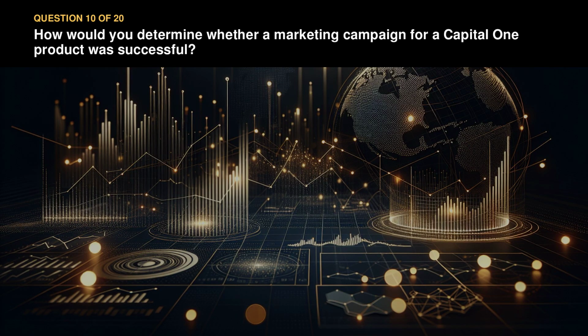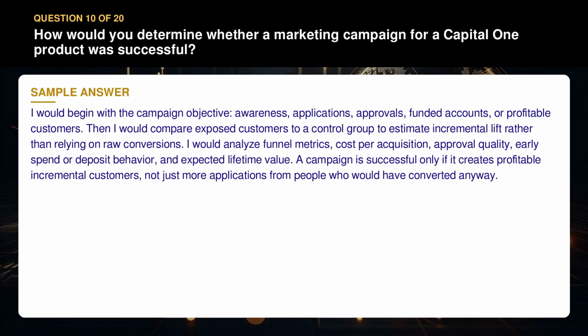Question 10. How would you determine whether a marketing campaign for a Capital One product was successful? I would begin with the campaign objective: awareness, applications, approvals, funded accounts, or profitable customers. Then I would compare exposed customers to a control group to estimate incremental lift rather than relying on raw conversions.